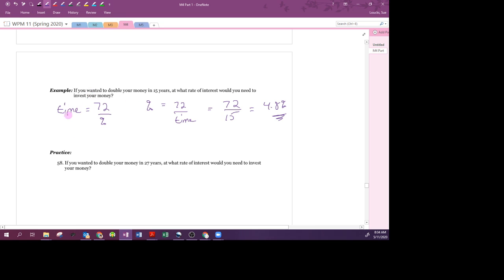The way I did this conversion is I set this up as a proportion, and I used the cross multiply and divide so that my percent equals 1 times 72 divided by time. Right? Multiply the pair, divide by the spare. Okay? All right, that is the end of the lesson for this part.